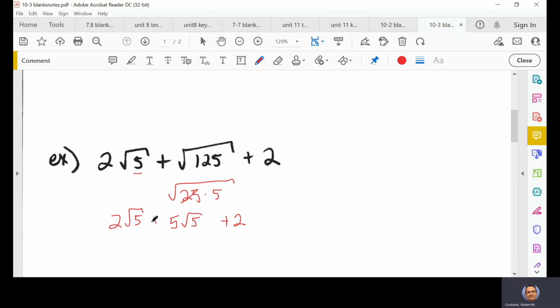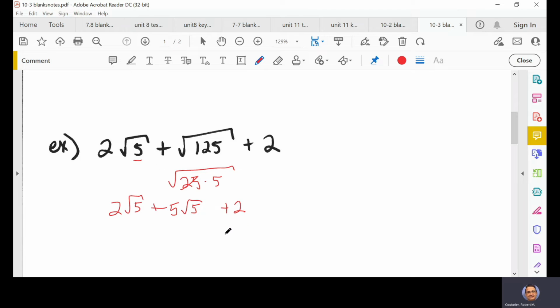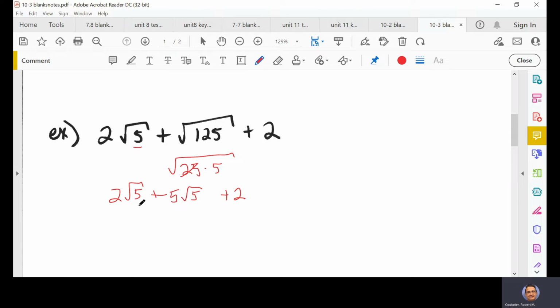And like that, do we have any terms that we can combine? Yeah, these two. If you have 2 square roots of 5 and 5 square roots of 5, we end up with 7 square roots of 5 plus 2. Because again, that comes down. And that's your final answer. You just simplify this. Something that was 3 terms simplifies into only 2 terms. Makes it easier for us.